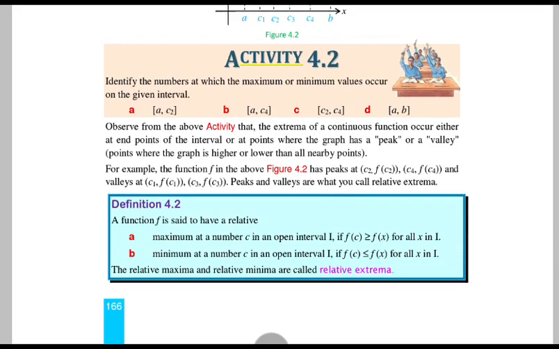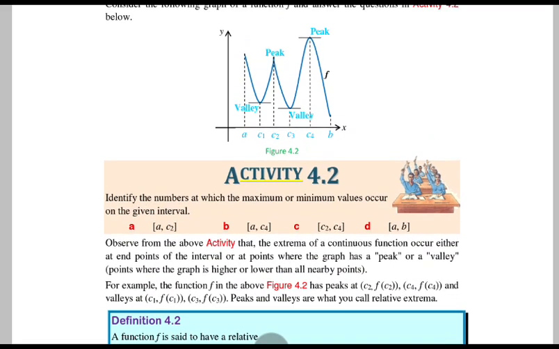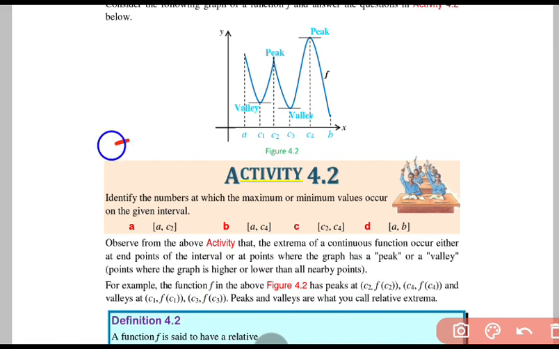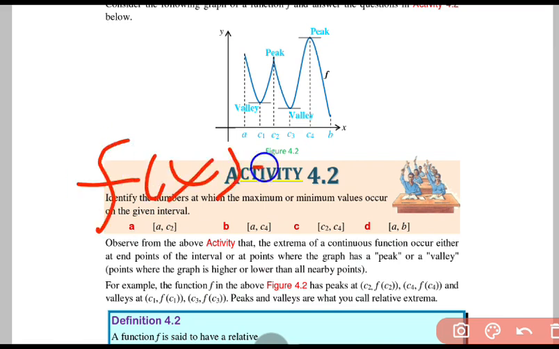f of x, f of c2 means the value of the function at c2. As we know before, a function takes a number and gives back a number. For example, f of x equals x square plus 2.